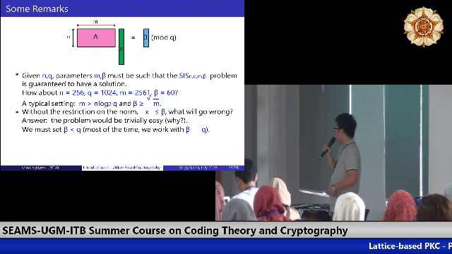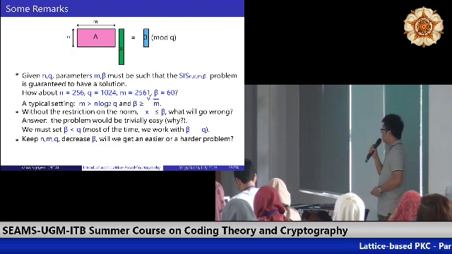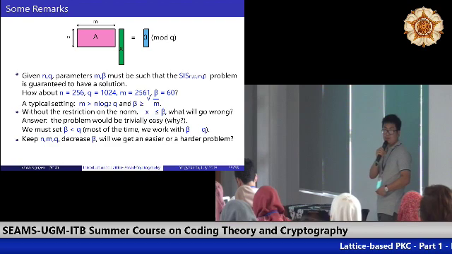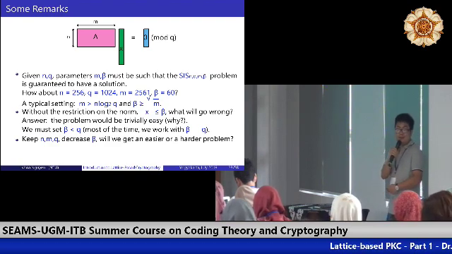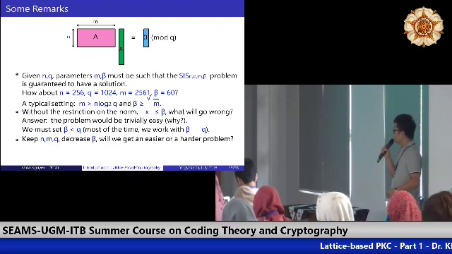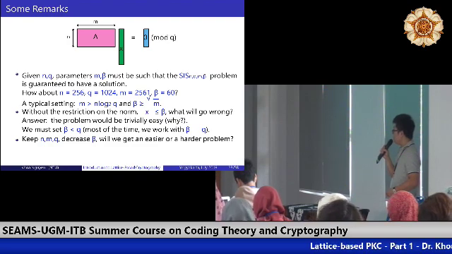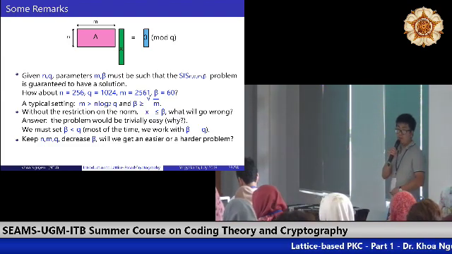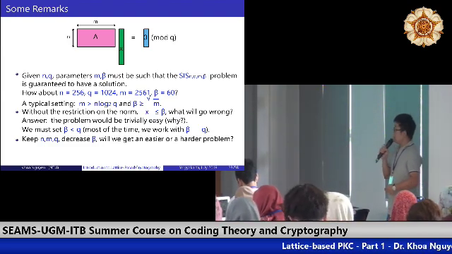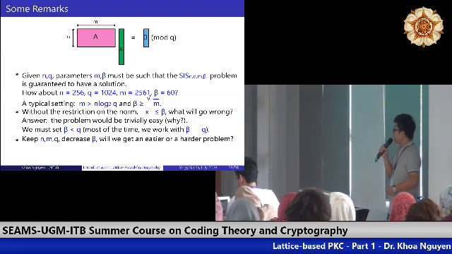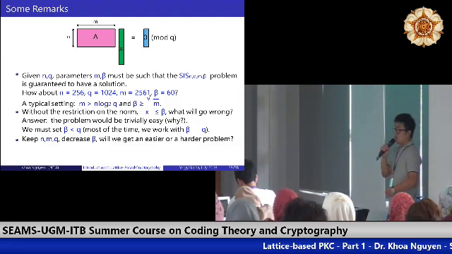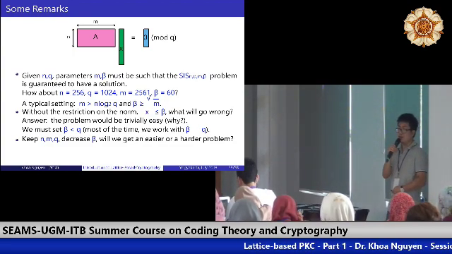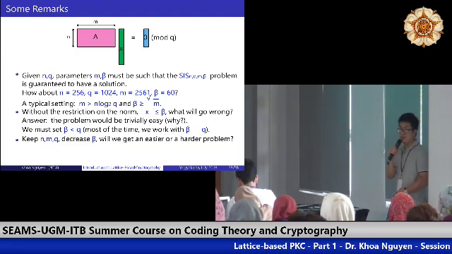Another question: if we keep n, m, and q, and we decrease beta, do we get an easier or harder problem? We keep the three parameters and decrease the norm of the solution. In fact, we get a harder problem. Once beta goes down below square root of n, the problem is impossible to solve because there's no guarantee that we have a solution.